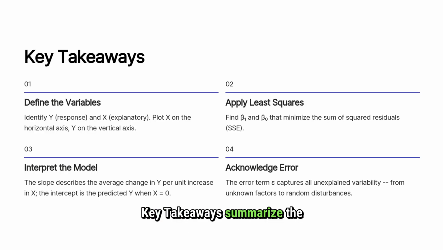Key takeaways: summarize the essential steps for building and interpreting a regression model. The first step is to define the variables correctly, where the independent variable, x, represents the input or explanatory factor, and the dependent variable, y, represents the response or output being studied. In a scatter plot, x is placed on the horizontal axis and y is placed on the vertical axis. The second step is to apply the least squares method to determine the values of the intercept, beta 0, and slope, beta 1. These parameters are calculated so that the regression line minimizes the sum of squared errors, SSE, resulting in the best possible fit to the data.